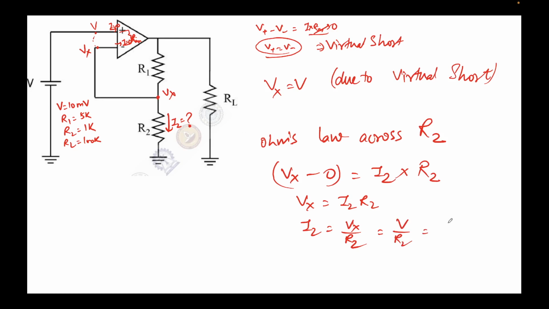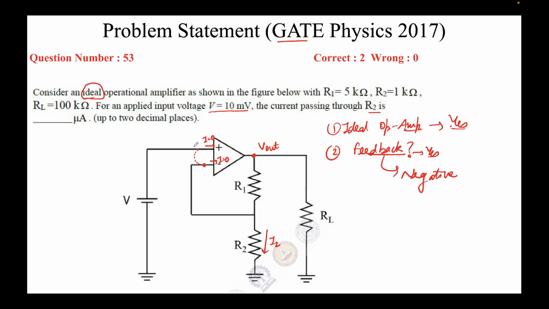The value of V is given in the problem as 10 millivolts, over R2 which is 1 kilo ohms. So we'll get 10 microamps. So the value of current that we have obtained is 10 microamps. We'll simply put this value here and we are rounding off to 2 decimal places. So we can write that our answer is 10.00. That's all.